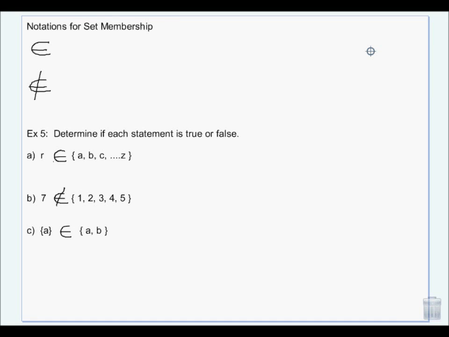Right, so these are the symbols that we use to dictate set membership. This one is sort of like a squishy E, but it's an E for element. It means "is an element of." And when you put a line through it, it means "is not an element of."